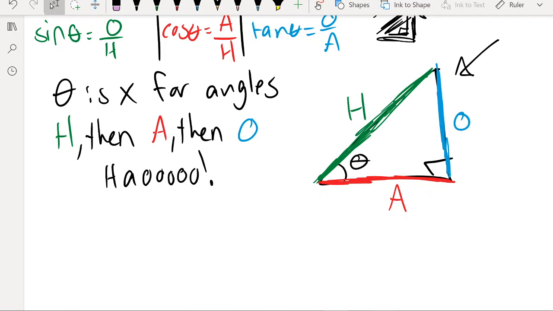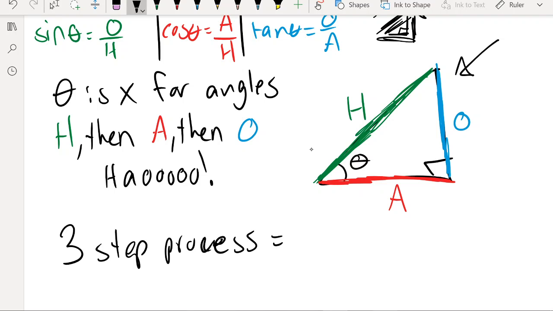Shout out to Lecrae. Anyways, so theta is the x for angles. You got H, then A, then O, which spells hey-o. All right, so remember hey-o. And now let's get into the three steps. So there is a three-step process for solving any triangle ever. This is the trick, right? Three-step process.